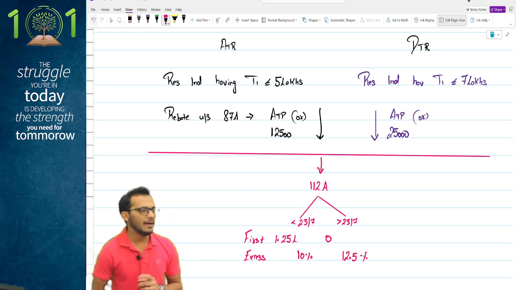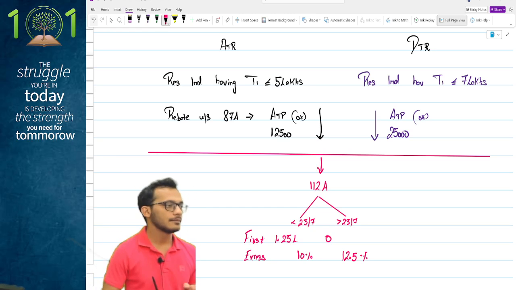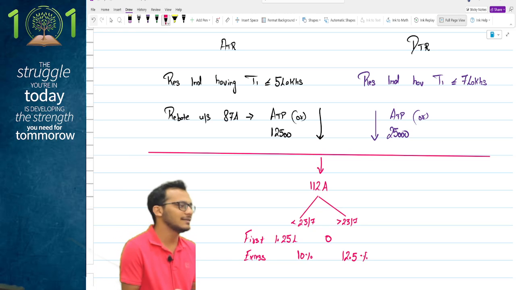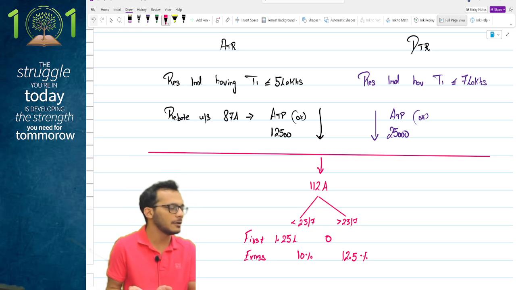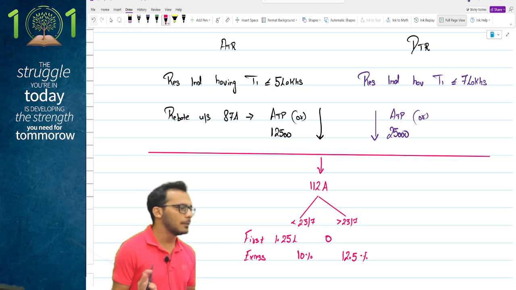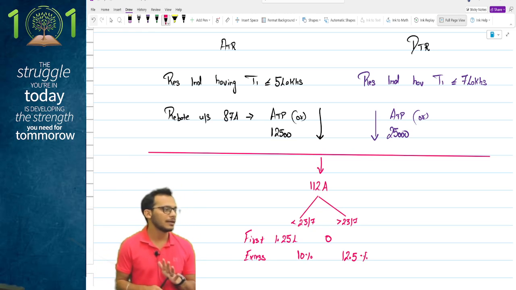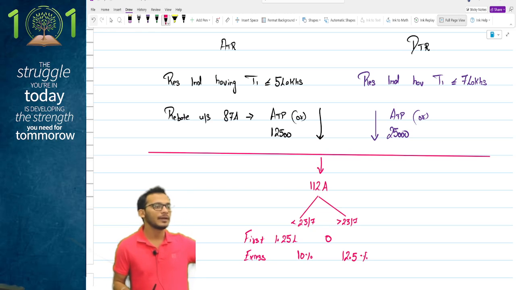Please also bear in mind that the 1.25 lakhs is for the whole year. It is not a separate 1.25 for April to July and another 1.25 after July. For the whole year it is 1.25. Correct, not correct? Yes or no? This is what the provisions are. Any doubts still here?